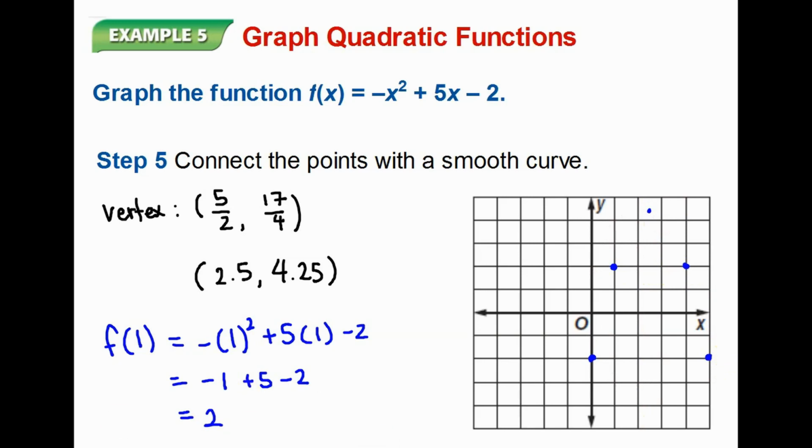You can also double check. It looks like this point is at f of 4, so you can plug f of 4 and see if you also get +2. That you can check on your own if you'd like. Now, all you have to do is make a smooth curve.